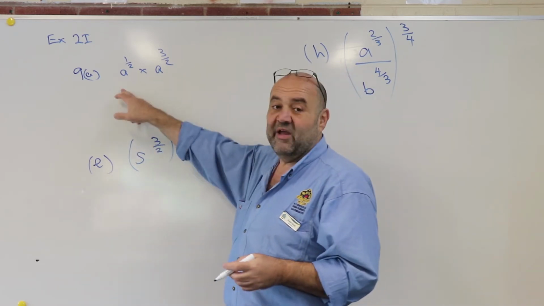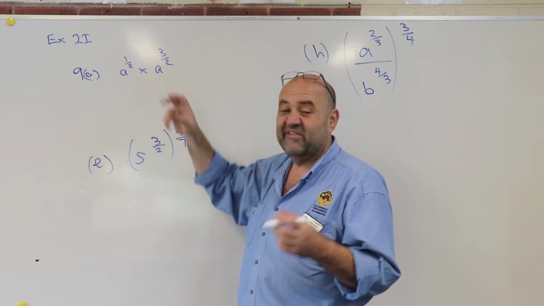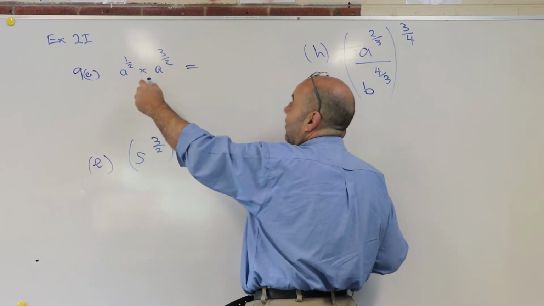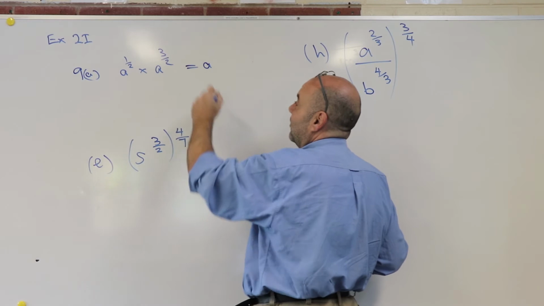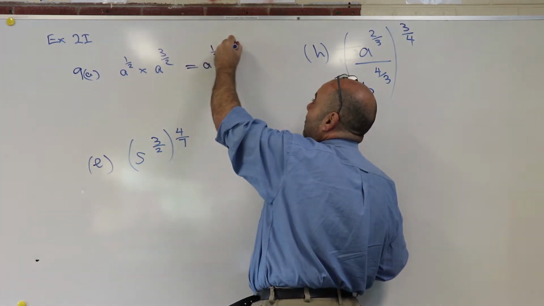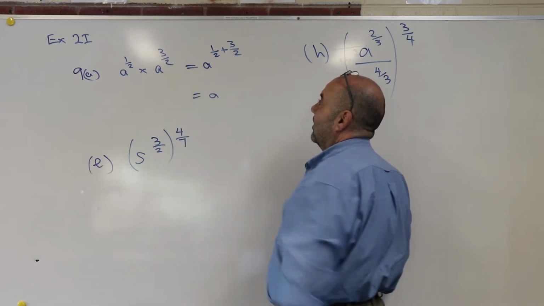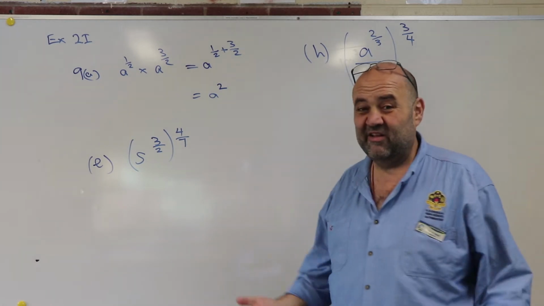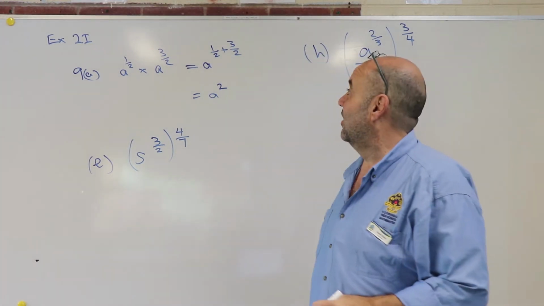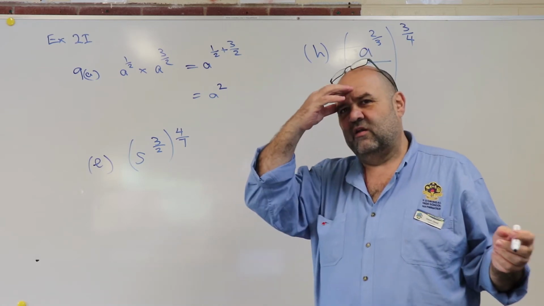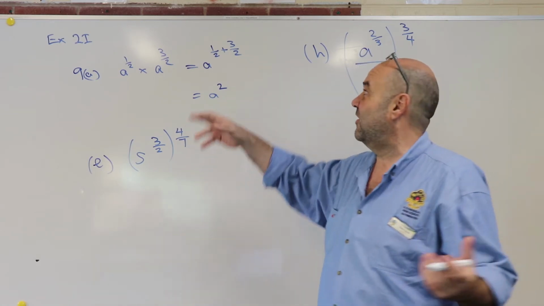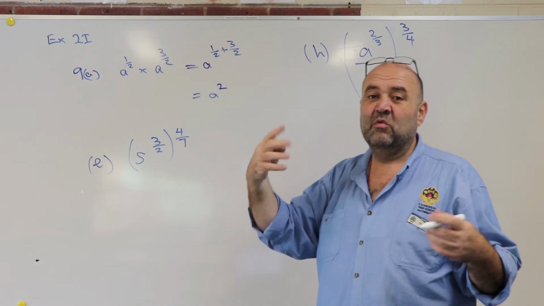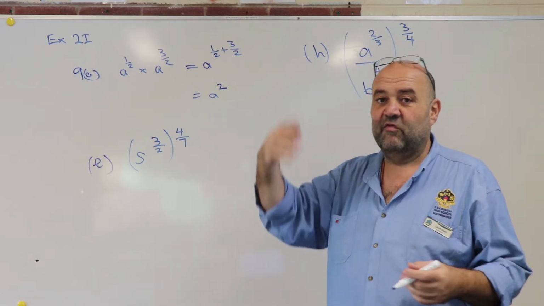Look at this, same base. Okay, I'm multiplying two terms with the same base. Well, in that case, I need to add the indices. So I've got a to the power of a half times a to the power of 3 on 2. It's a to the power of 1 half plus 3 on 2. Well, a half plus 3 on 2 is 2. Well, it's just a squared. It's that easy. Okay. If you wondered how I did that, it's not some sort of secret 1980s maths trick. I've got 1 half plus 3 halves is 4 halves. Well, 4 halves is 2 wholes, right? 4 over 2 is 2 wholes.